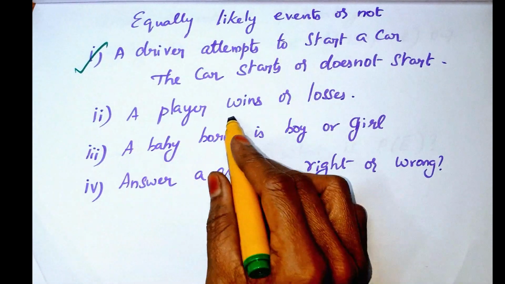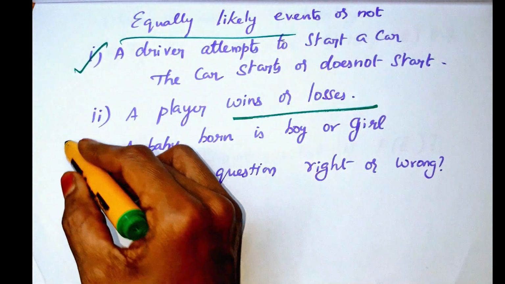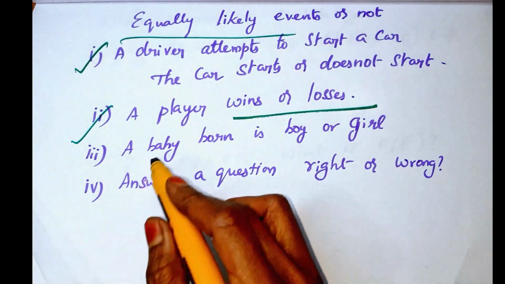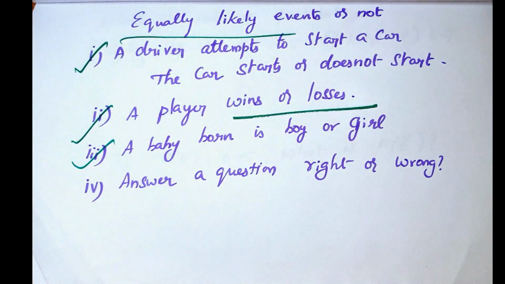A player wins or loses. There are only two options. Either he wins or he loses. If it is like that, it is equally likely. A baby born, either boy or girl. It is also equally likely. If you are going to answer a question, maybe it is right or wrong. That is also equally likely. Equally likely means equal probability. Two options, and both have equal probability.